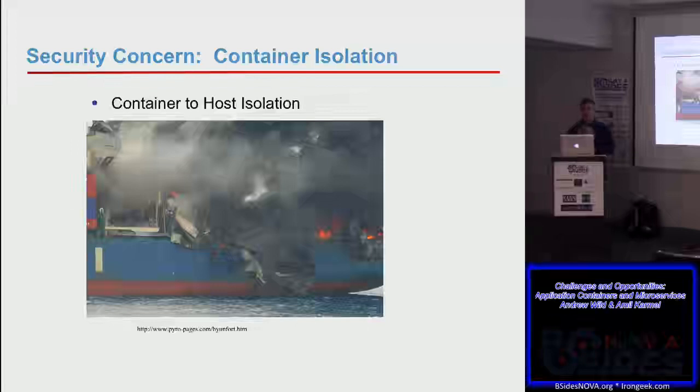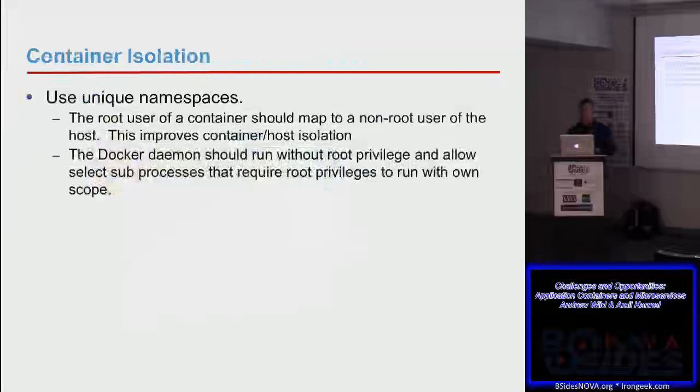We want to make sure that nothing that happens in the container can impact the host itself. Because if something in a container can impact the host, that threatens other containers that rely on that host as well, and then potentially other hosts in the environment too. Namespace is the key way to ensure container isolation.